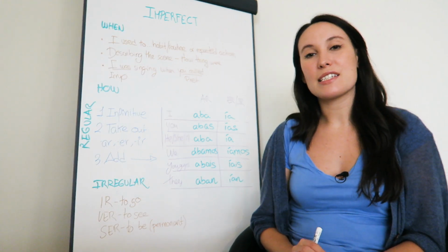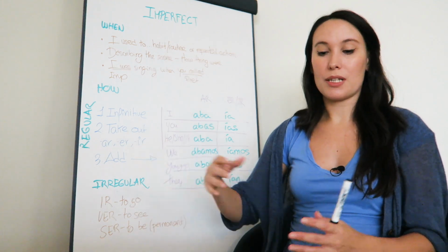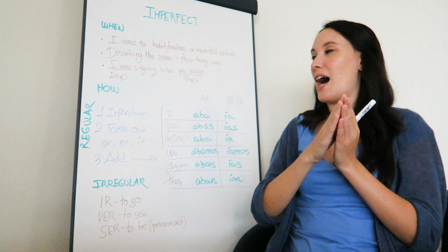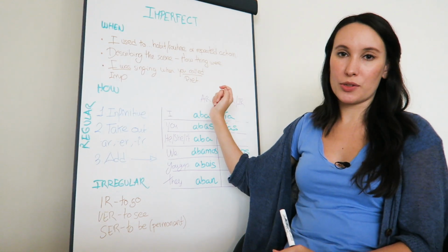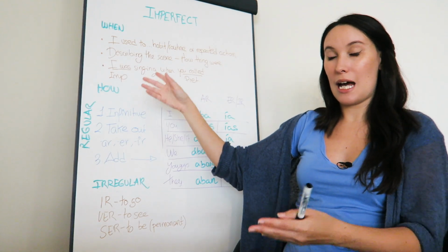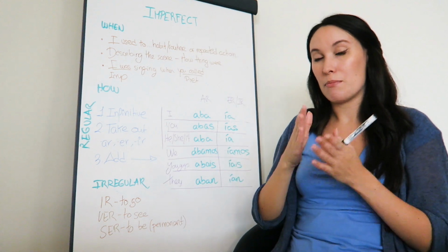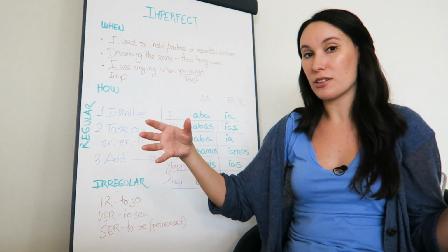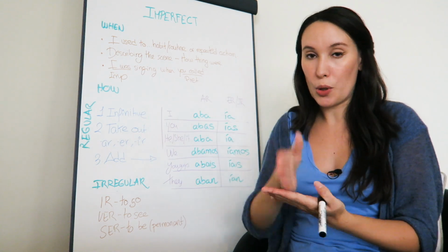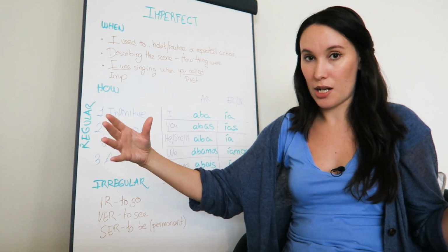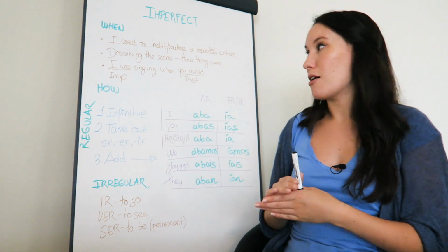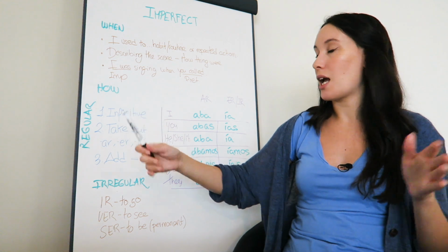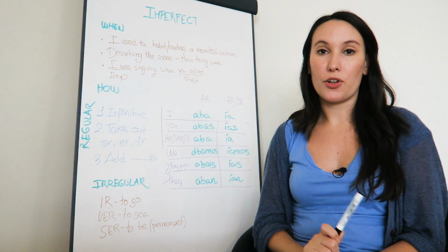And the last case is I was doing something or something was happening when something else happened. So I was singing when you called. I have two actions. They happened to cross at some point, but one lasted longer than the other one. I was singing lasted for a longer time than the time where you called me. At one point where I was singing, you called me. So I'm going to use imperfect for the one that lasted longer, I was singing, and preterite for you called me.